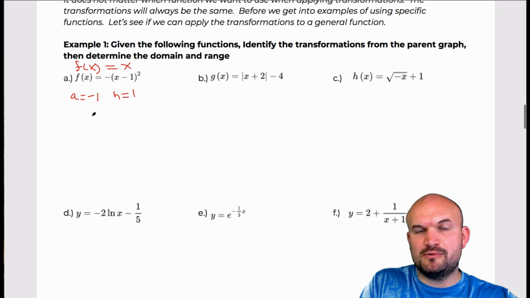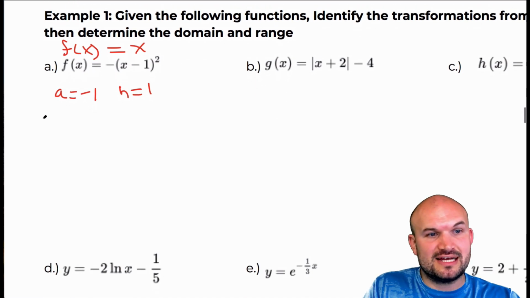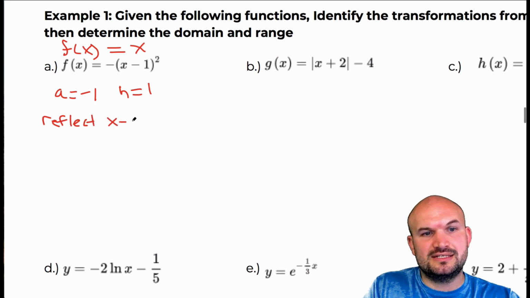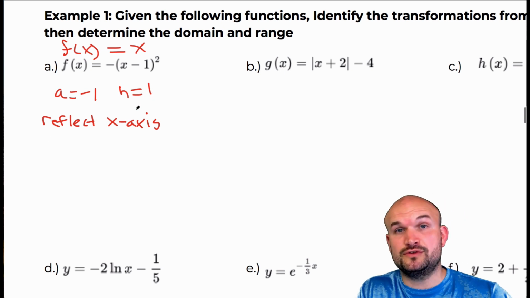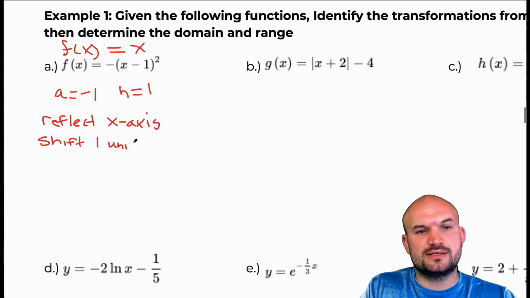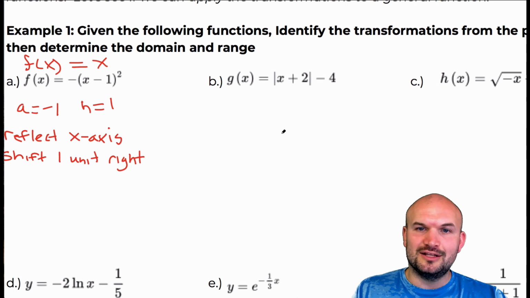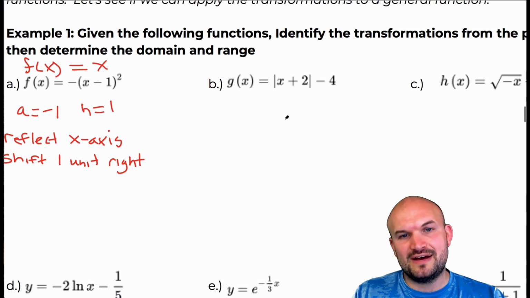So now I can label my transformations. I can say it is going to be a reflection about the x-axis, so I can say reflect the x-axis. And since h is positive, I'm going to be shifting the graph 1 unit to the right. So I'm going to say shift 1 unit right.